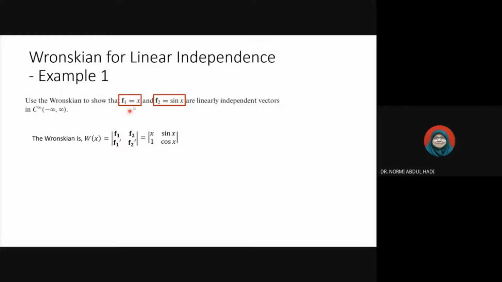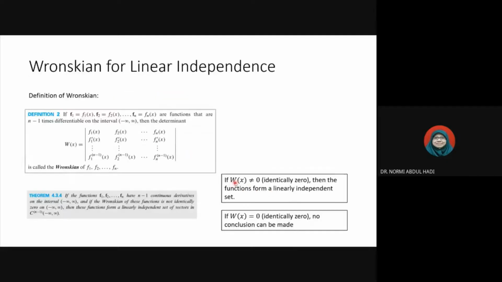So f1 is x, f2 is sine x; differentiate x, and differentiate sine to get cos. The matrix is x, sine x, 1, cos x, so the Wronskian is x cos x minus sine x. If the Wronskian is not equal to 0, the functions are linearly independent. But if the Wronskian equals 0, we cannot make any conclusion.